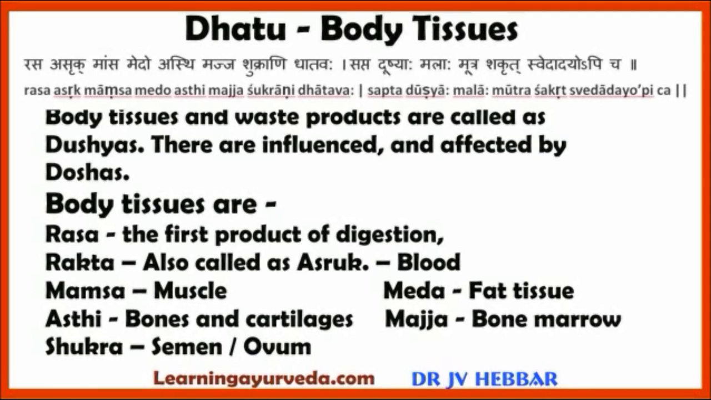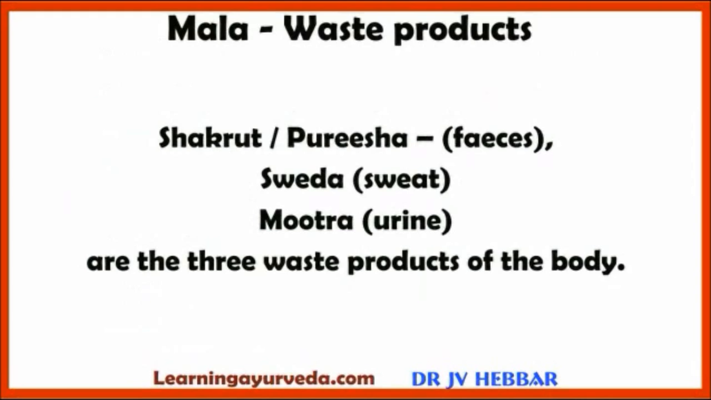Mamsa is muscle, meda, that is fatty tissue, asti, bones and cartilages, majja, bone marrow, shukra, semen or ovum. The entire male or female genital tract and its secretions are grossly covered under this heading of shukra. Mala, that is waste products, are feces, sweat and urine.